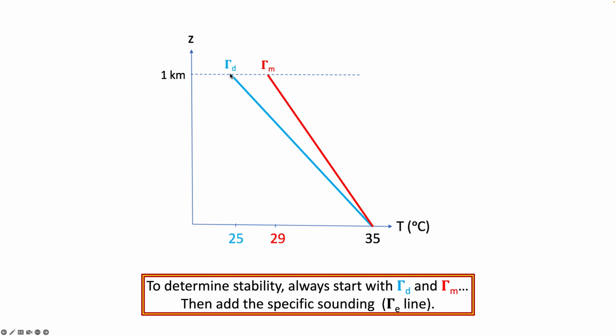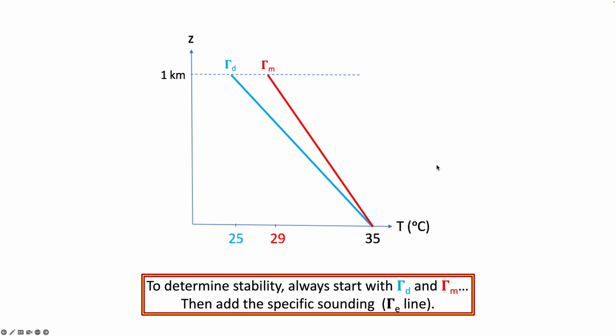So the dry air will cool by 10 degrees Celsius to a temperature of 25 degrees Celsius at a kilometer, and the moist air is going to cool from a temperature of 35 degrees to a temperature of 29 degrees at 1 kilometer, assuming that the dry parcel cools 10 degrees Celsius as you lift it 1 kilometer, and the temperature inside the moist parcel cools 6 degrees as you lift it from the surface to 1 kilometer.